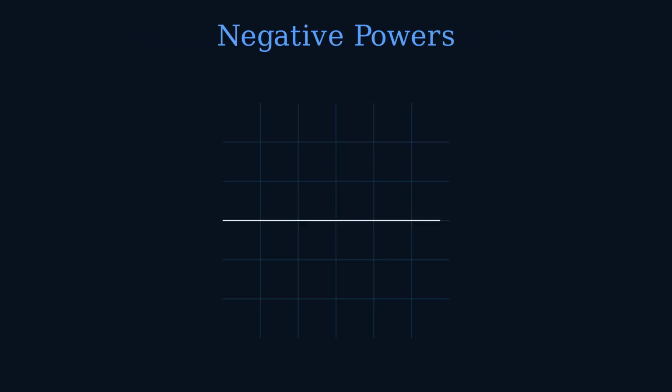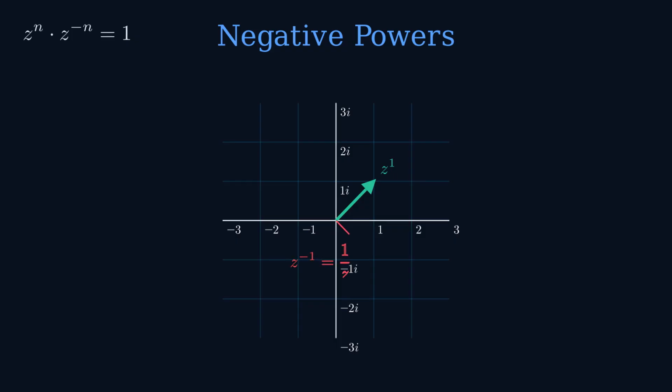What about negative powers? We define them so that our usual exponent rules still work. For any non-zero complex number, z to the n times z to the negative n must equal 1. This means z to the negative n is the reciprocal. Geometrically, the magnitude is inverted, and the angle is reversed. Notice how z to the negative 1 points in the opposite angular direction.